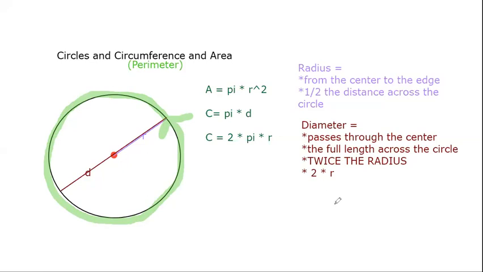All right, so let's look at some examples of how you're going to use this in your homework. What if you're given that the radius is 5 yards? and you need to find the circumference. Well, I'm going to use the circumference formula that has radius in it. So circumference equals 2 pi times the radius. Circumference equals 2 times pi times 5.